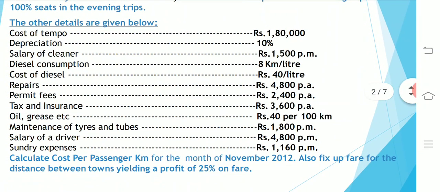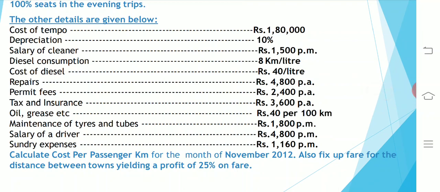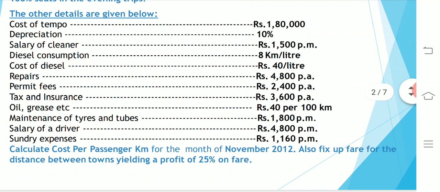Permit fees is a standing charge and it is also given per annum. We have to calculate it per month, so divide it by 12. Tax and insurance is also given per annum. We have to calculate it per month and it is a standing charge. Oil, grease, etc., rupees 40 per 100 kilometers. So rupees 40 is the cost of oil and grease for 100 kilometers. So it is also to be calculated per month and it is a running charge.